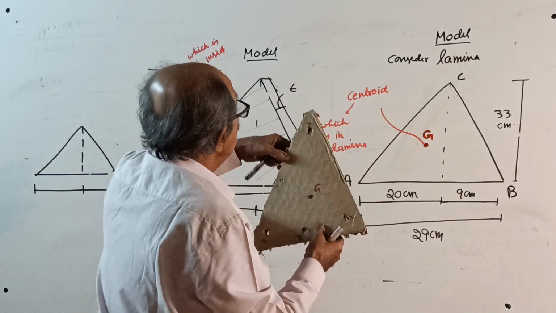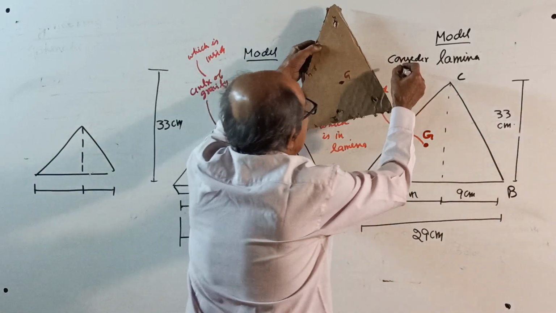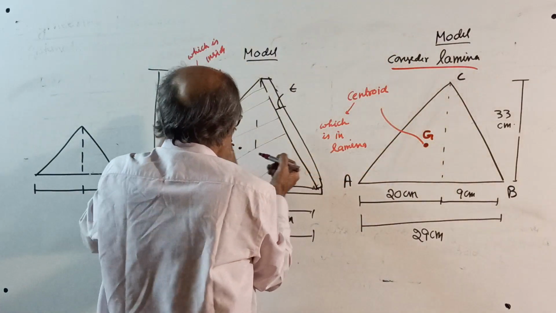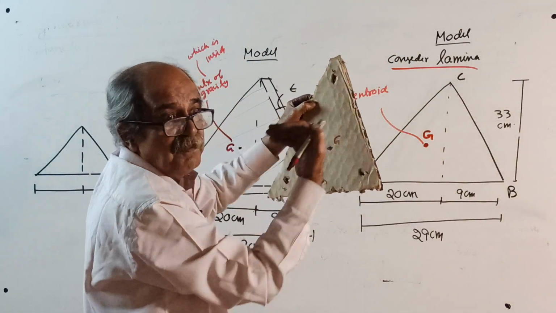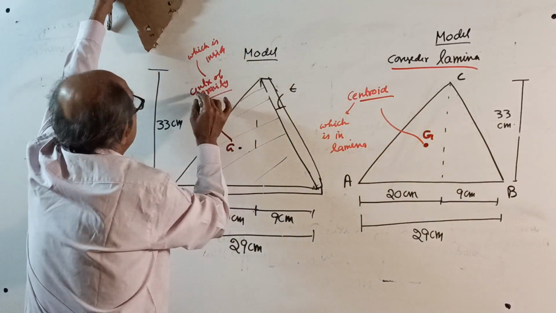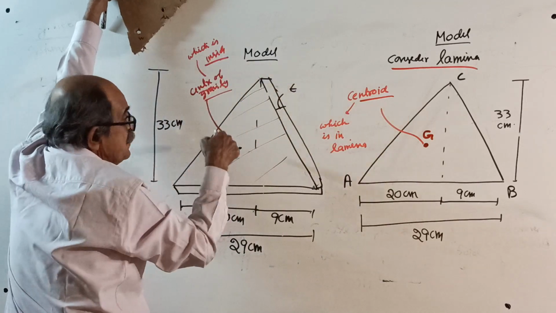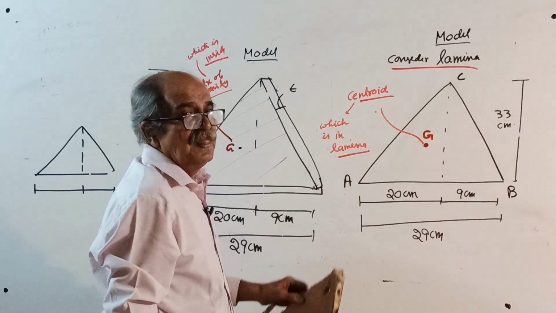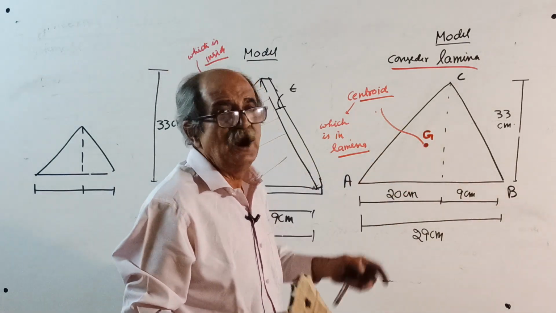But when you consider a plain lamina, consider the lamina here. This is G, the projection of that point into the plain lamina, that is the centroid. See, the center of gravity is inside, you cannot see it. But the centroid lies in the lamina. Now I will show you how the centroid works.